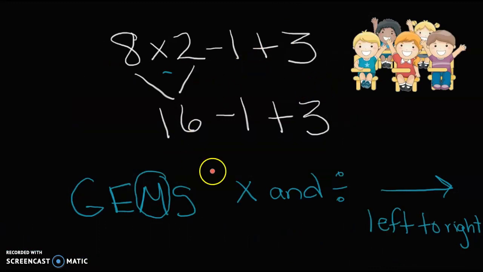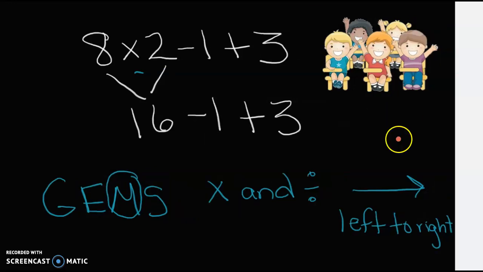I have my problem. I'm still on the M. I'm going to multiply and divide, whichever comes first, left to right. I see you're getting it. I know this problem looks a little bit easier now. 8 times 2, we're going to do this next because we have that multiplication. 8 times 2 is 16. I'm going to rewrite the problem, subtract 1, add 3. Good, we're doing great. I know you can do it.